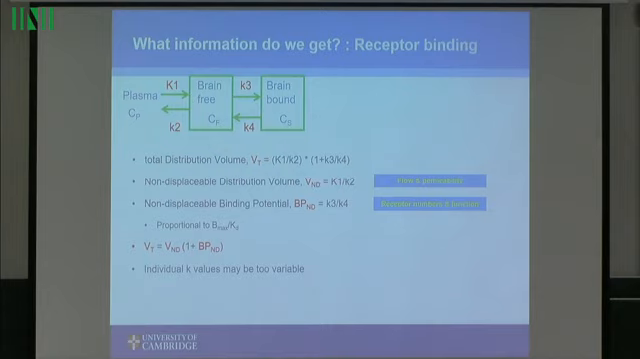Therefore, VT, the total volume of distribution, includes both the non-displaceable volume of distribution and the binding potential. We can look at the individual k values, but they may not be stable and they could be quite variable. So what is usually looked at is VT or BPND.